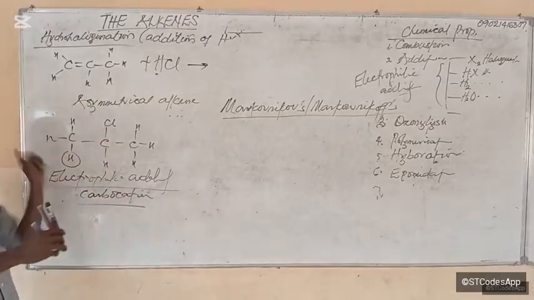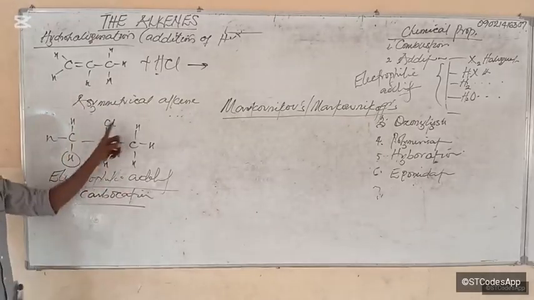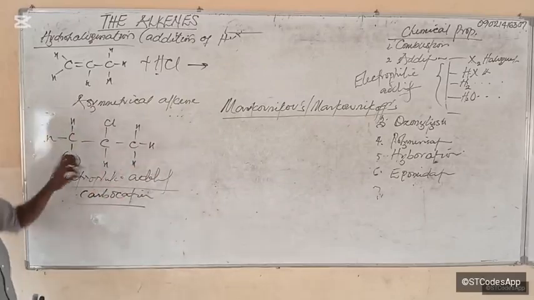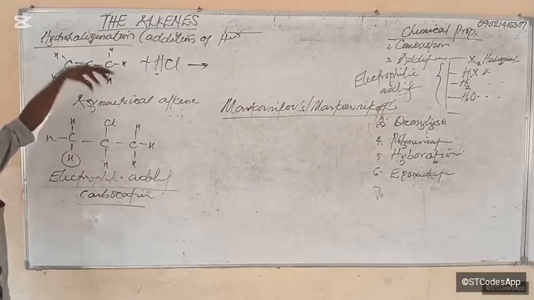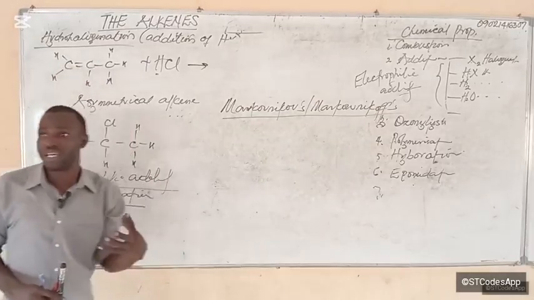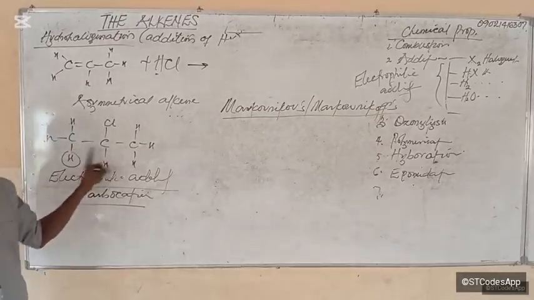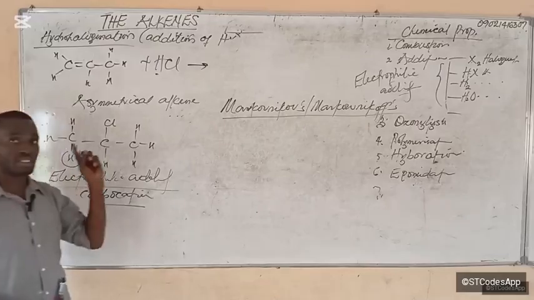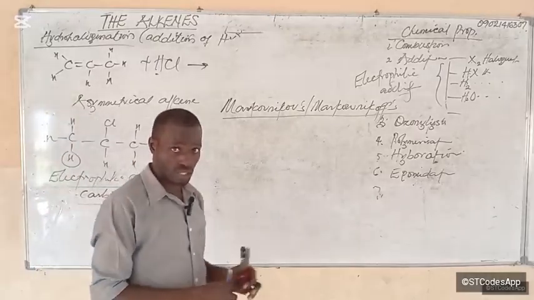Before the attack of the electrophile, what will happen? The carbocation has to be formed so that it is stable. It is only stable when it is more substituted. So this is what will happen in this case. Okay? Do you understand now?